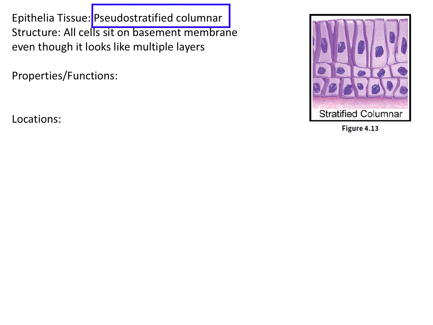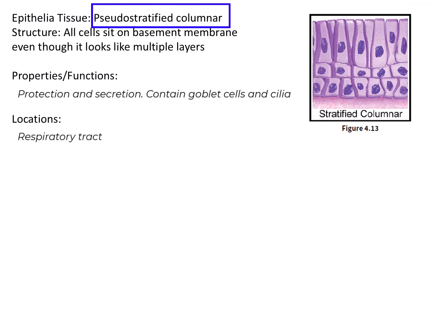Lastly is pseudostratified columnar epithelium, where all cells sit on a basement membrane, so even though it looks like multiple layers, it is not. This type of epithelium is important for protection and secretion. Many times, this type of epithelium will contain goblet cells which produce mucus. The epithelial cells also contain cilia on the apical surface. This is the type of epithelium that lines our respiratory tract.